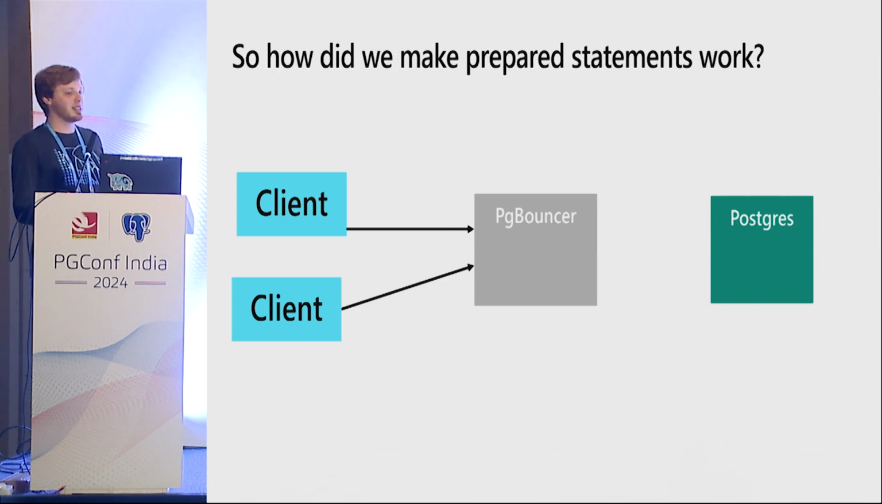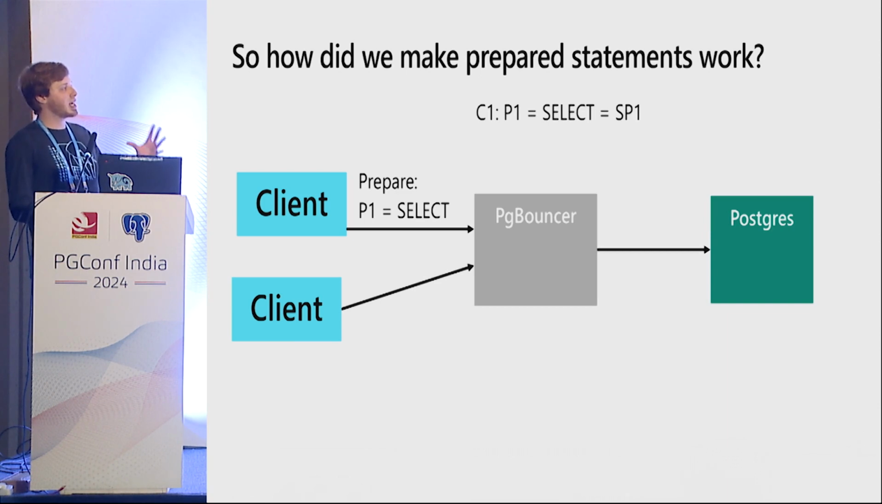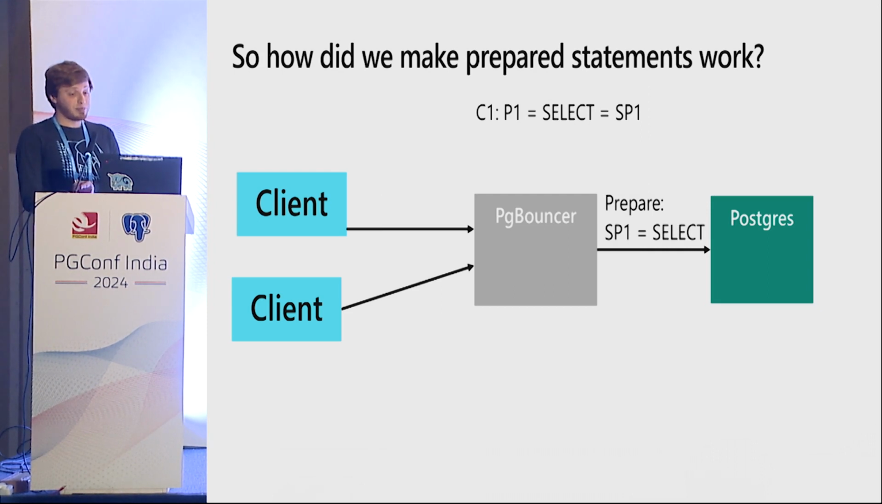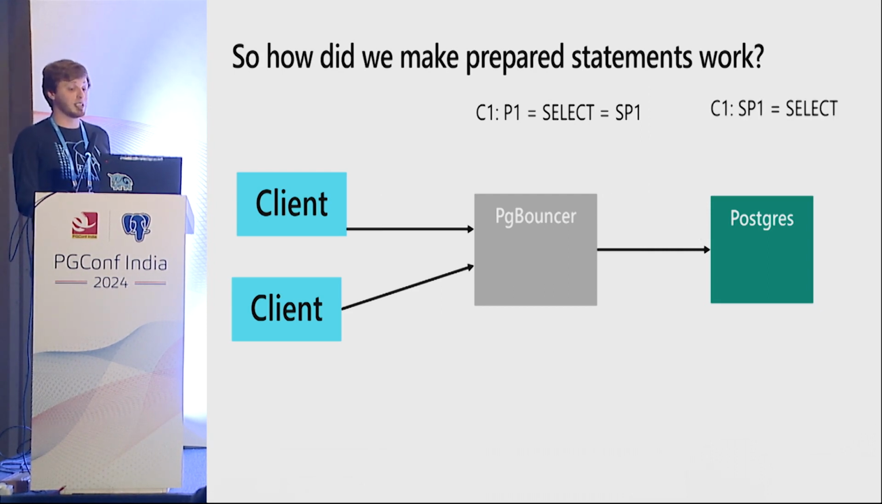So how did we make this work? Because this is now working since 2 releases in PgBouncer. And the way we make it work is that instead of simply forwarding this prepare, we keep a cache of the prepared statements per connection in PgBouncer as well. So in PgBouncer, we track P1 equals select, and then we actually do something else. We give this prepared statement a dedicated, unique name for PgBouncer, and then we prepare that on the server, and Postgres will see sp1 equals select.